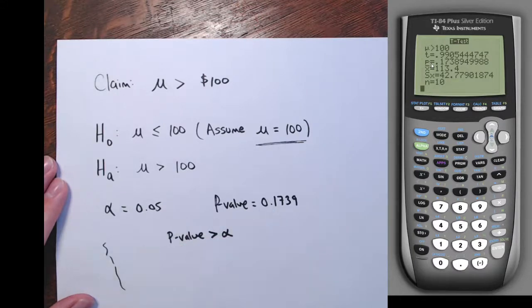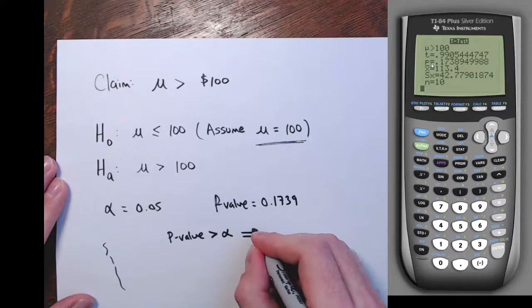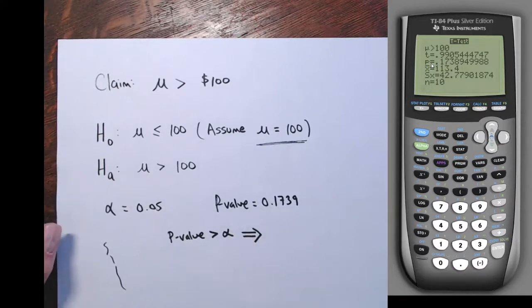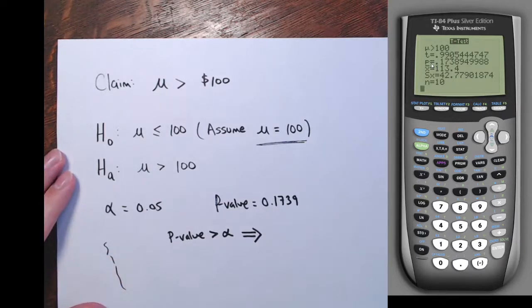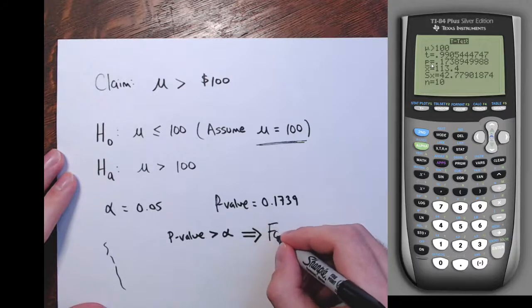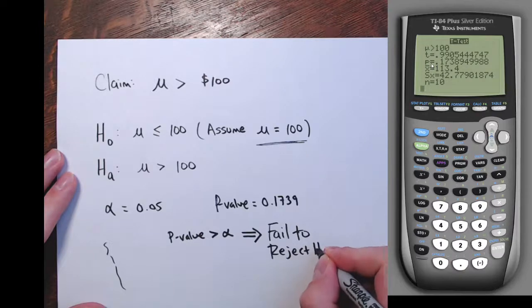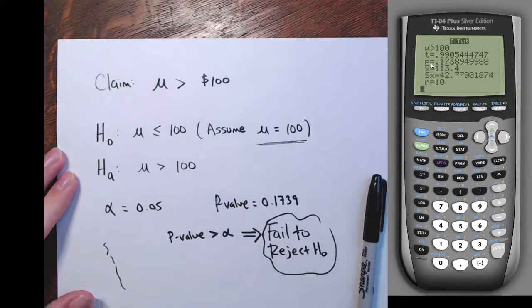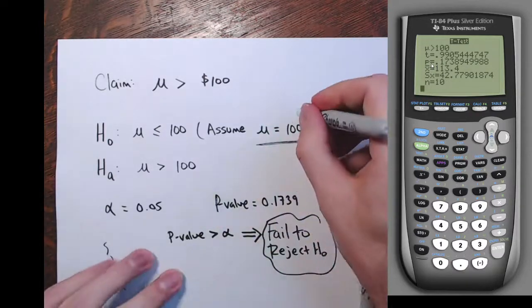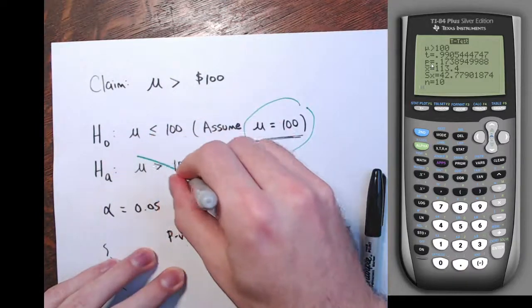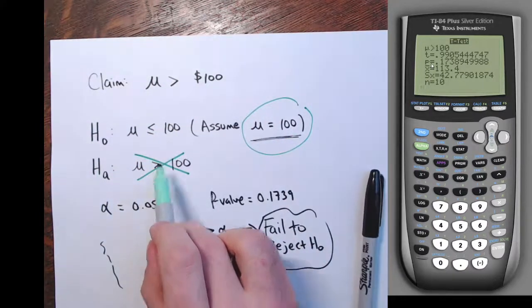17% compared to 5%. And remember, if that's the case, if the p-value is greater than alpha, you do not reject the null hypothesis. You fail to reject it. If the p-value is less than or equal to alpha, that's when you reject the null hypothesis. So we are going to fail to reject. We do not reject the null hypothesis. So that means we're keeping this and rejecting this. And that was the claim.